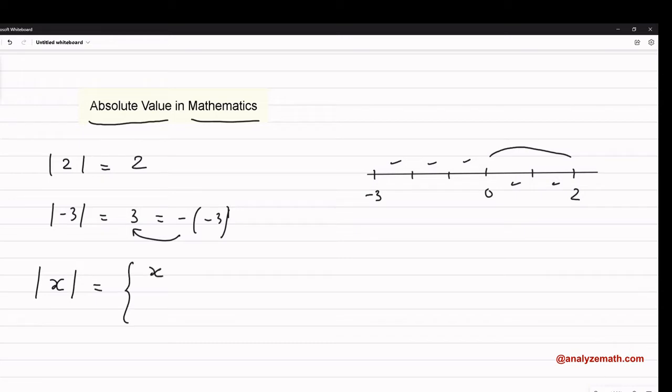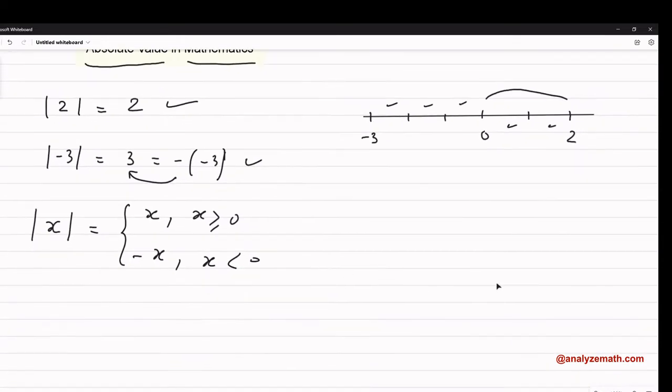It will be equal to x when my x is either positive or 0. This is what we did here. It will be negative x when my x is negative. And this is what we did here. We put a minus in front of the x. This is what we need to do. Now let's see how we can simplify expressions with the absolute value.